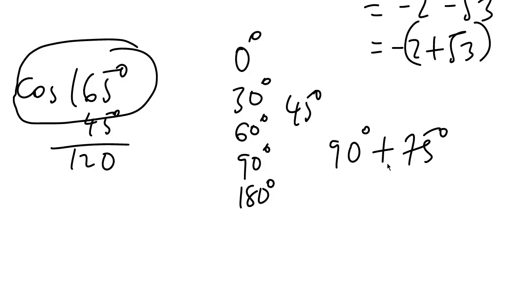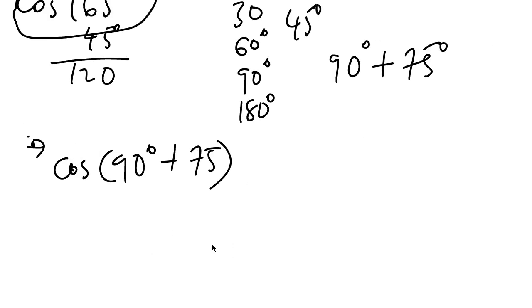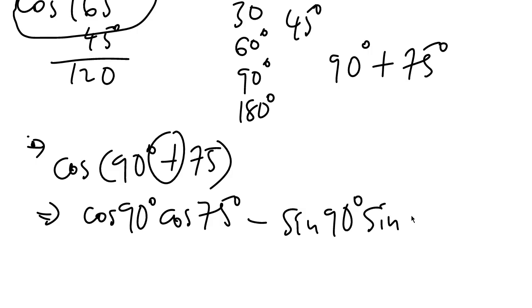It's actually compound. So how do you go about it? What happens here is that we then have cos of 90 plus 75, right? So you have to be fast. And remember that is going to be what? Cos 90 cos 75 minus, because there's a plus here, the sign will change, and that will be negative sine 90 sine 75. And you know that cos 90 is 0, right? So the whole of this is off.